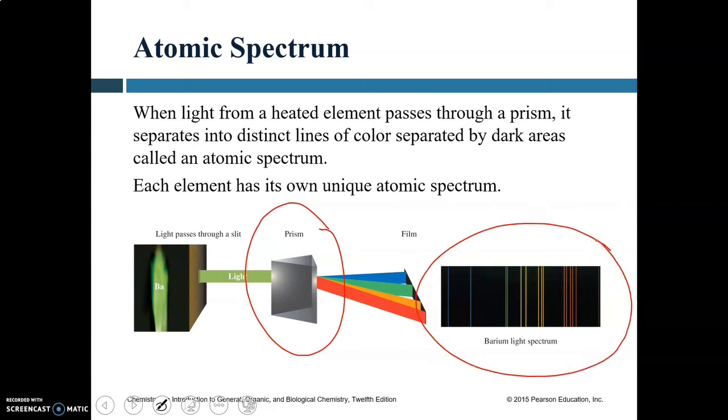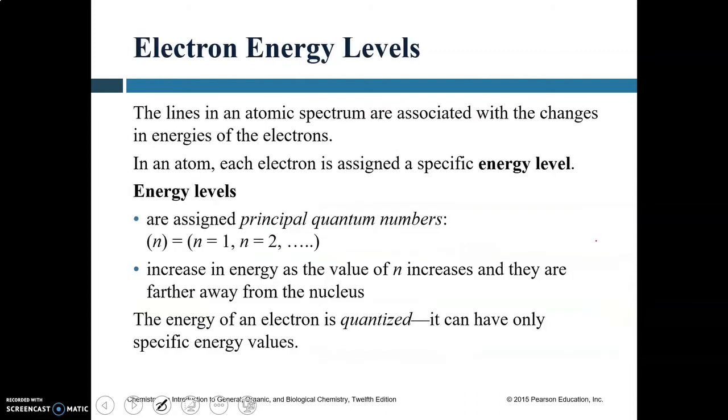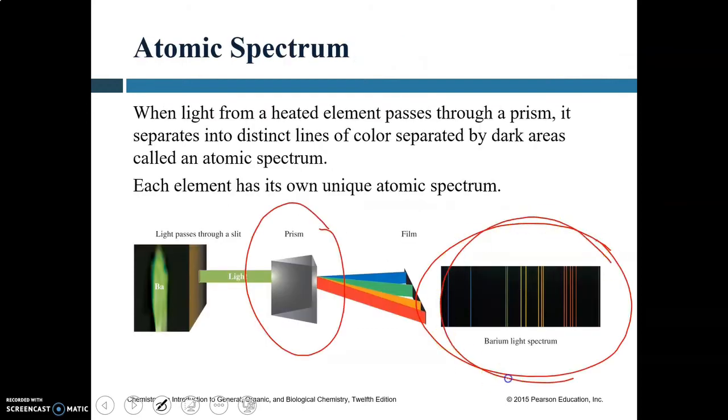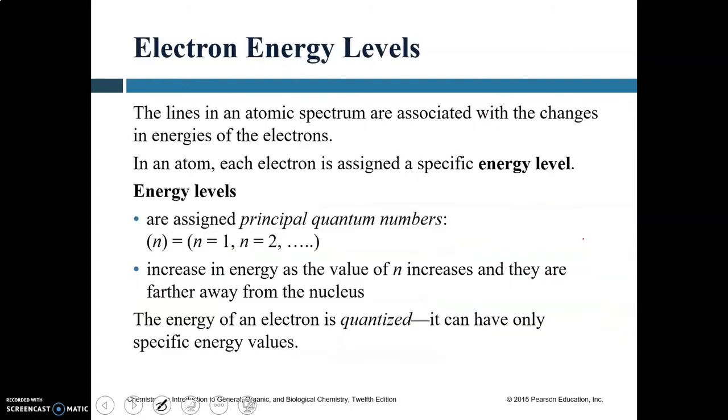This is called an atomic spectrum. Each element has its own unique atomic spectrum. So basically, if you light up sodium versus calcium versus lithium, you're going to have a distinct set of bands. And using these atomic spectra, you can distinguish between different elements. So why do these lines in the atomic spectra appear, and why do they appear differently for different elements?